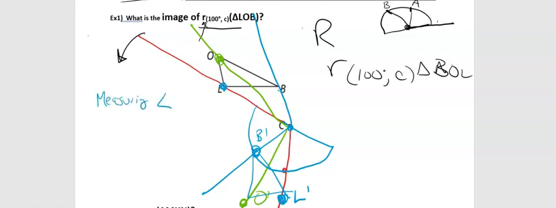Lastly, we would go and do B. So you would go to B. You would measure out 100 degrees. You would measure the distance to B, go the same distance to B prime. And when you connect all your points, if this was actually done right, you would have rotated the whole figure. The only place that you can really mess up is measuring the angle or measuring the length. Those are the only two things you can really mess up on.